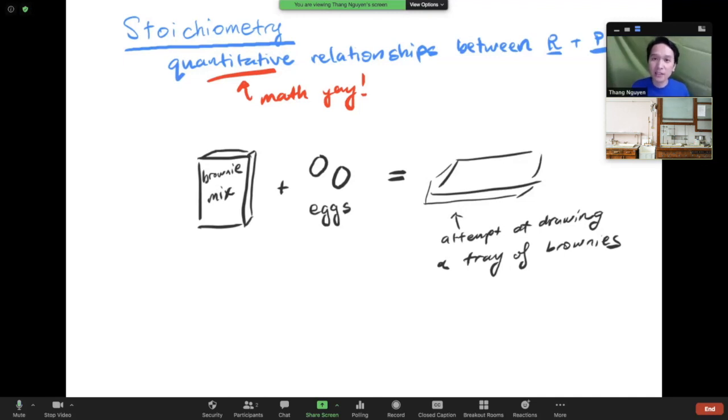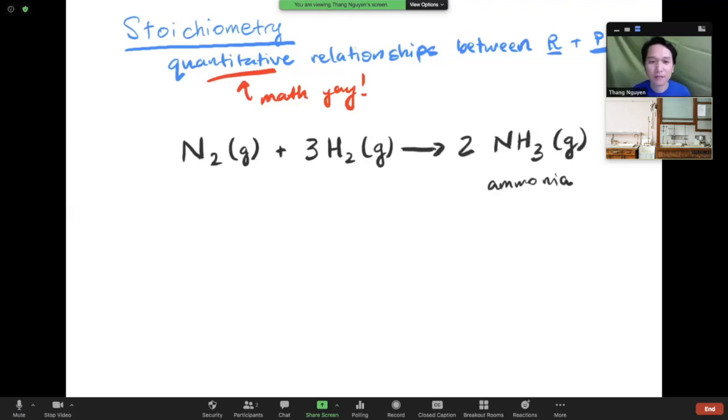Now let's bring that analogy into the chemistry world. One famous example of a reaction is the Haber process. To briefly introduce you to it, it's a process where you take nitrogen gas in the atmosphere and hydrogen gas also in the atmosphere, and you combine them together to make ammonia, NH3, also a gas. And this ammonia was very important back in World War I. But in any case, we're just going to use this as an example of stoichiometry.